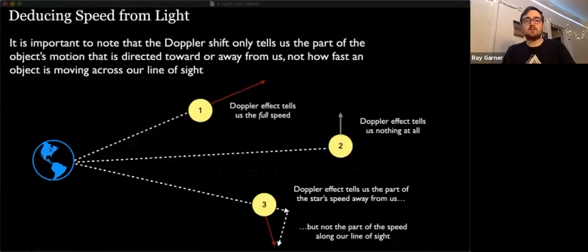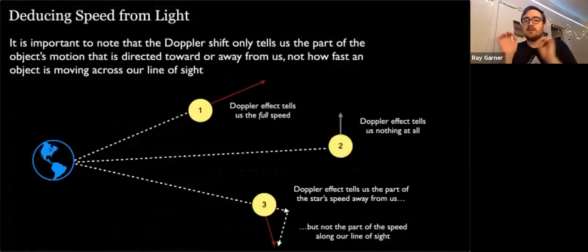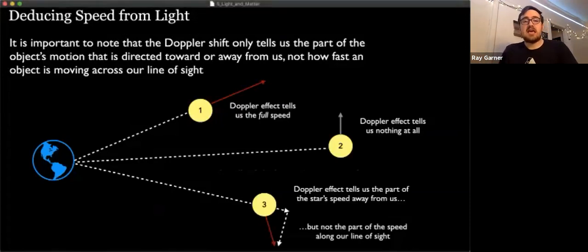But it's important to note that the Doppler shift only tells us the part of the object's motion that is directed toward or away from us, not how fast an object is moving across our line of sight. So if star number one was moving straight along that red arrow, then the Doppler effect would tell us the full speed. Star number two is not moving away or toward us, it's only moving across our line of sight. So the Doppler effect would tell us nothing at all.